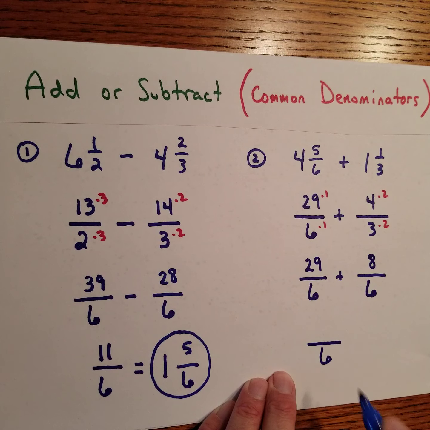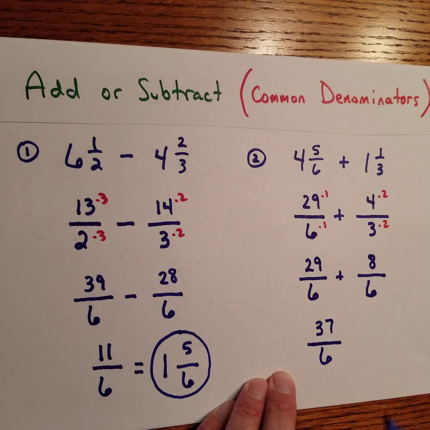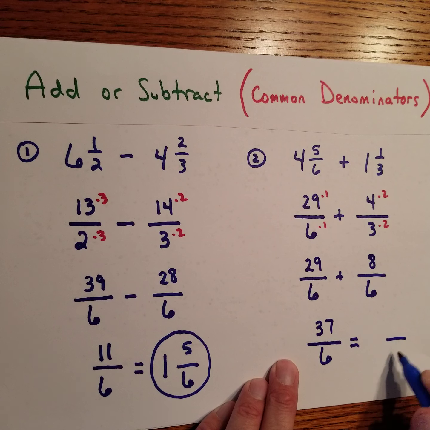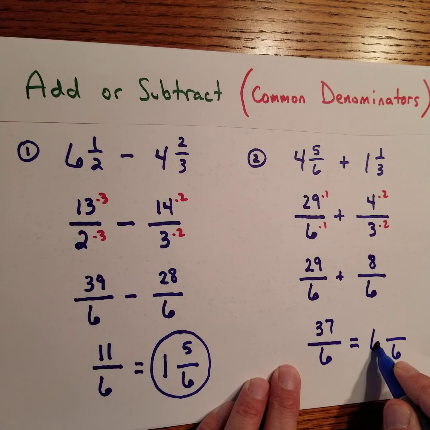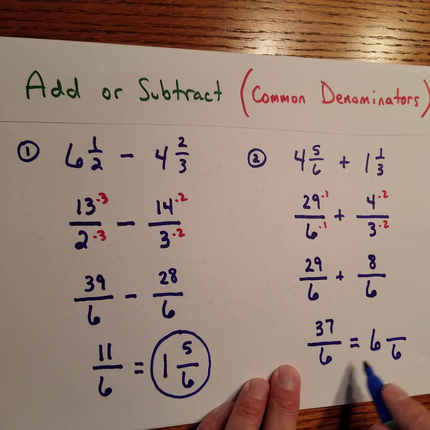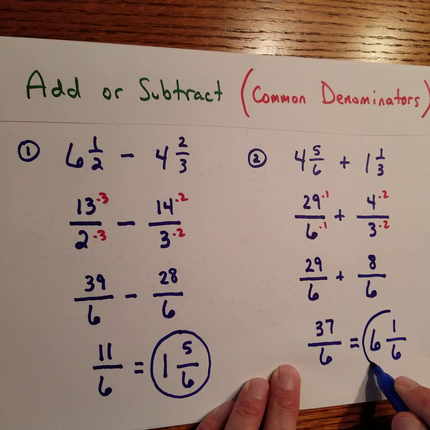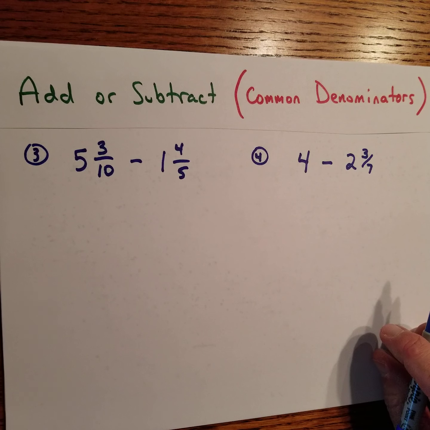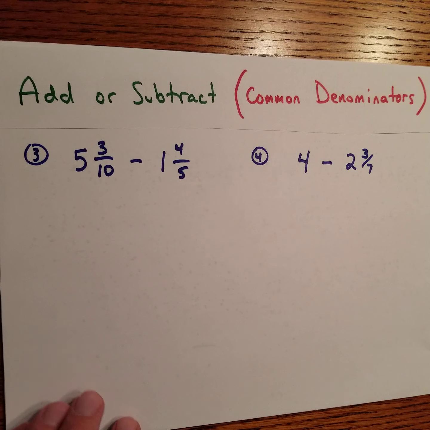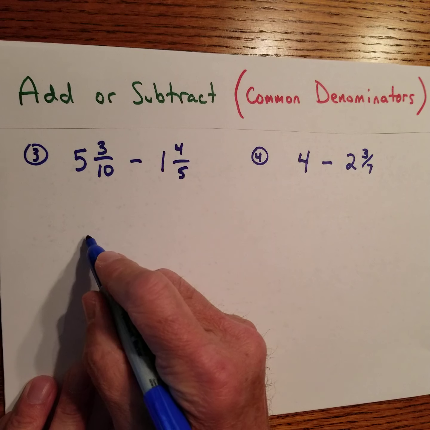Now keep the common denominator and add the numerators. That's a great answer. As a mixed number, how many times does 6 go into 37? It goes in 6 times. 6 times 6 is 36. From 37 is a remainder of 1. Let's practice some more. Change these into improper fractions.